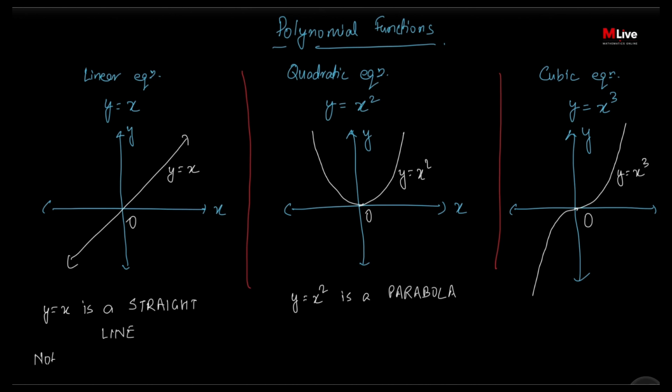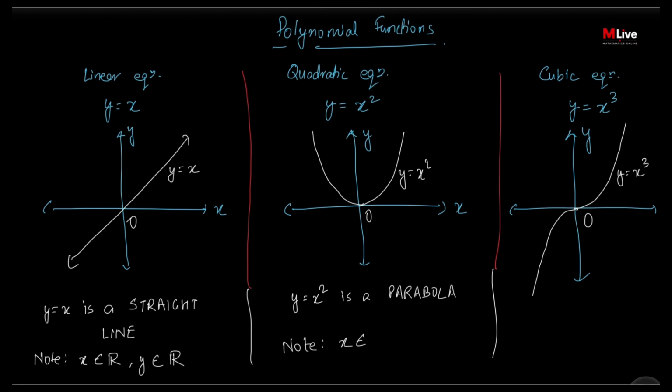The next piece here is to note certain things. So what do we need to know here? For the linear equation, that is y equal to x, x can take any real value. So x belongs to all real numbers. y also belongs to any real value, which is y belongs to the set of all real numbers. For the quadratic equation, however, x belongs to all the real numbers. It can take any real value for this equation. However, for y, it takes only the positive real values and 0.